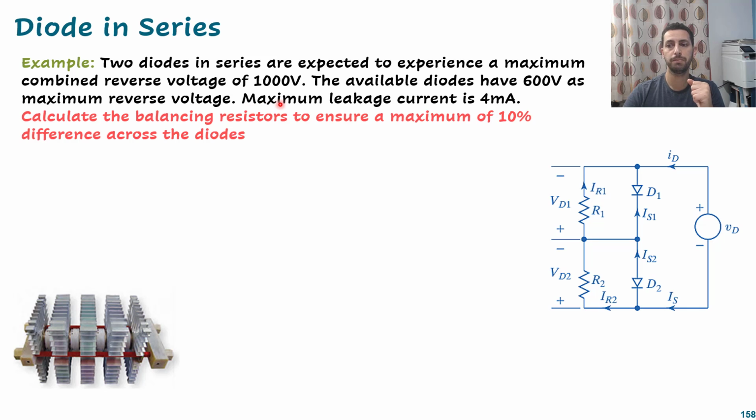So the maximum leakage current, which is IS, is 4 milliamp. This is the maximum leakage current for both. Now calculate the balancing resistor to ensure a maximum of 10% difference. So we don't want now 500 there and 500 there. No, we want close to 500 here and close to 500 there. The word close means 10% difference across the diodes. Okay, let's now go to the scenario.